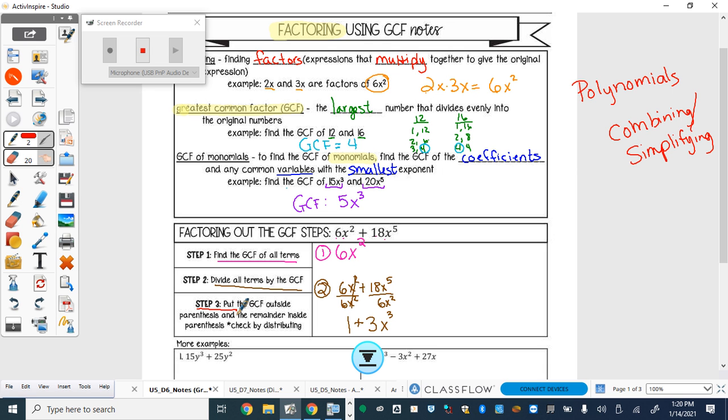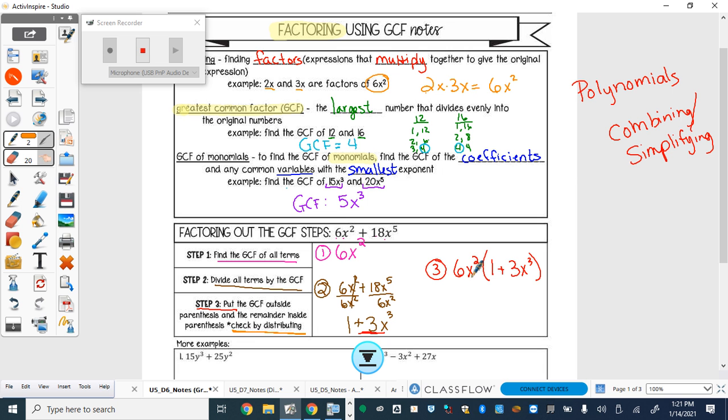Step 3 is the way that we write our answer, and that's your GCF gets written outside of a set of parentheses with the stuff that you just got from multiplying inside the parentheses. And you can check your answer, and it's always recommended that you do check your answer by distributing.